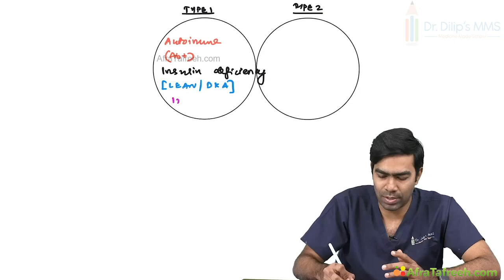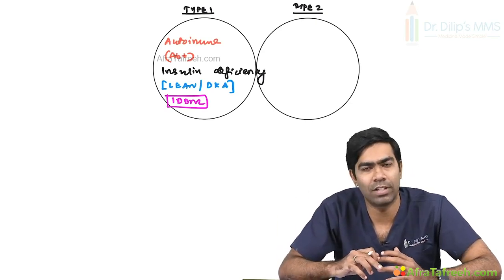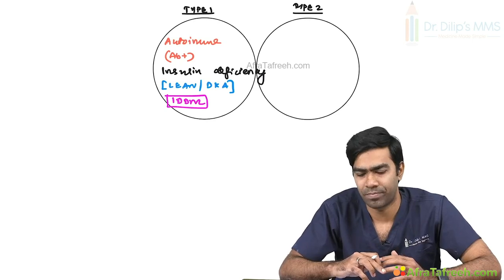That's also one reason why this diabetes is referred to as insulin-dependent diabetes mellitus. What do you mean by that? Which means insulin is required for the survival of these patients. Without insulin, they do not survive and they die.